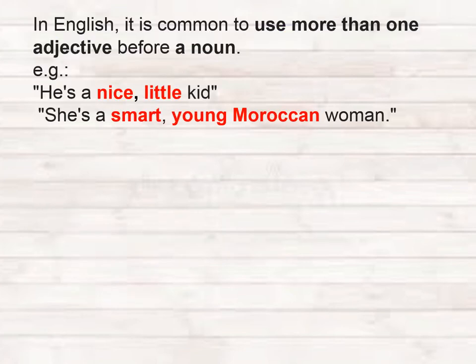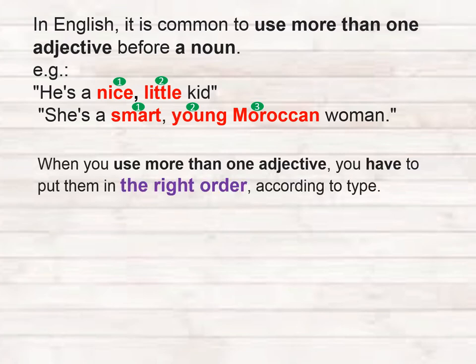In English, it is common to use more than one adjective before a noun. For example, he's a nice little kid. Here we have two adjectives: one, two. In the second one, she's a smart young Moroccan woman. We have one, two, three adjectives.